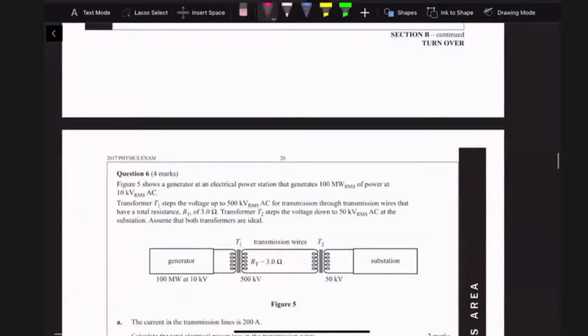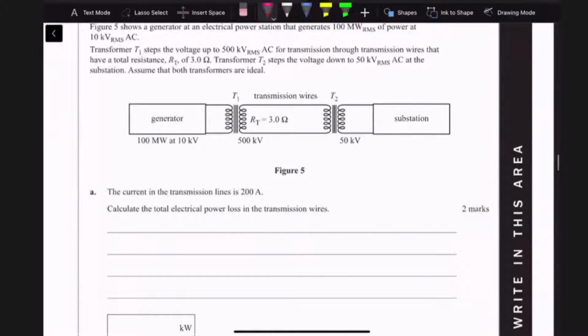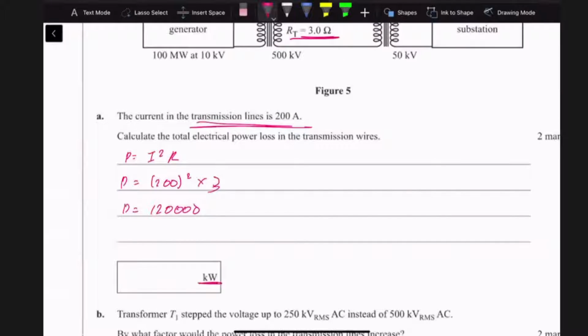So now we have a power station grid. So calculate the total electric power loss in the transmission line. So this is just P equals I squared times R, because we have everything we need, because it directly tells you that the current is this, and the resistance in the lines is 3. So this is 120,000, 1, 2, 4 zeros. But you have to be careful because the answer's in kilowatts. So our answer here is in watts, so you just have to divide by 10 to the 3.